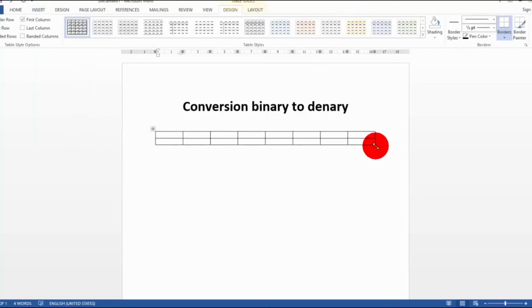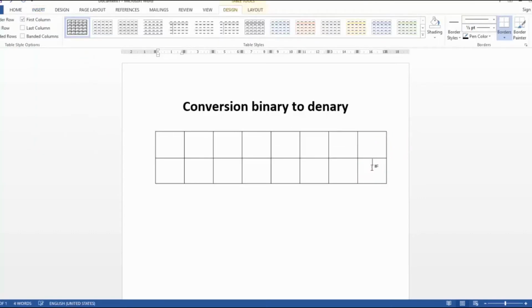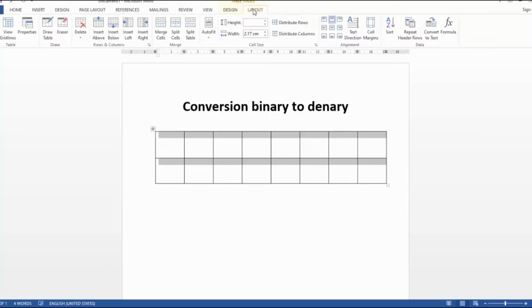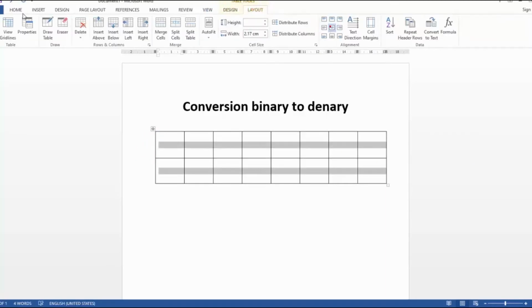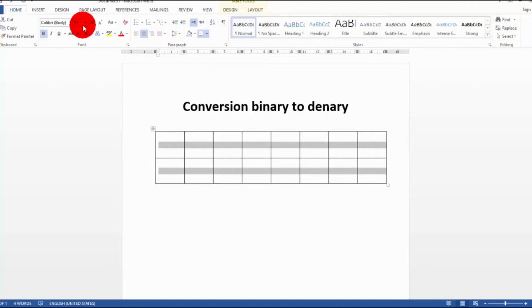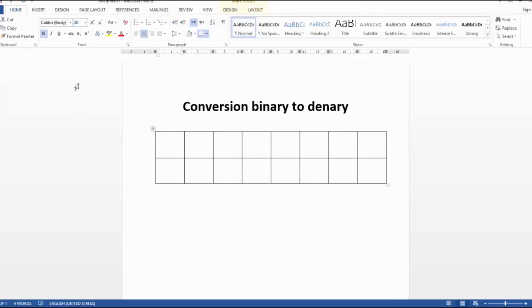Okay, now I'm placing the bits in the fields. Let me do the formatting of it so you can easily understand. Let's suppose this is a group of bits.